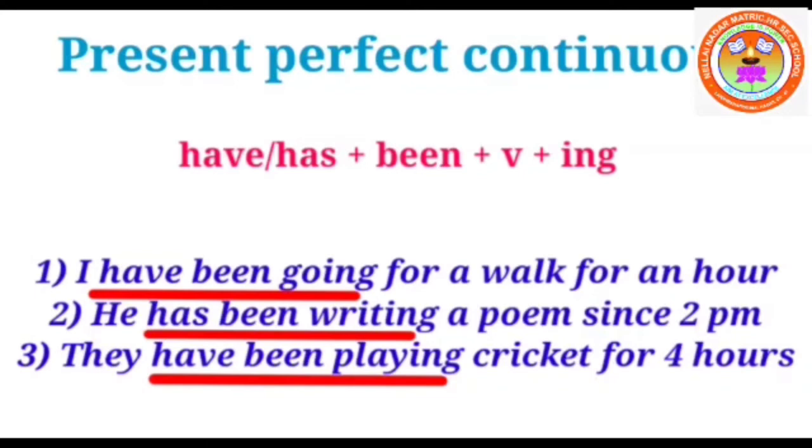He has been writing a poem since 2 p.m. Here the verb is has been writing. Has is present, been is perfect, writing is the ing form. So present perfect continuous. Then the third example is they have been playing cricket for 4 hours. Have been playing. Have is present, been is perfect, playing is the ing form, continuous. So present perfect continuous, as we mentioned in the table.